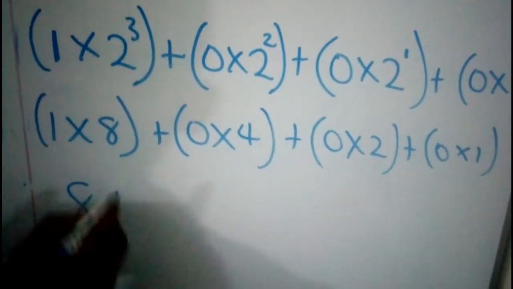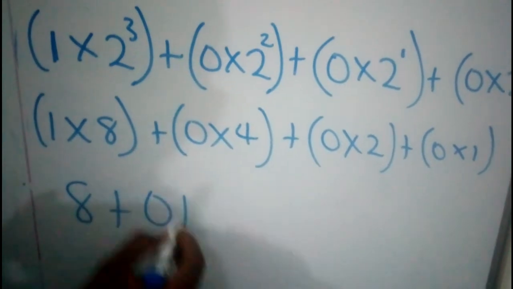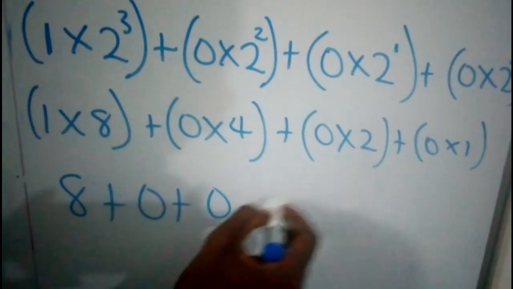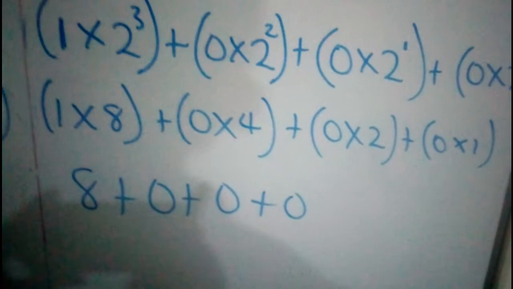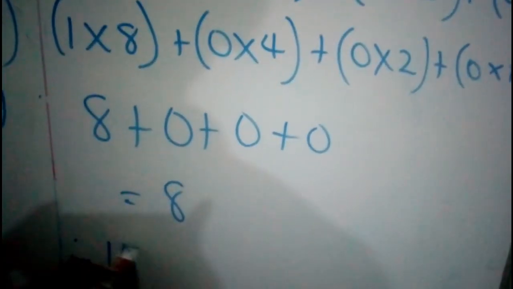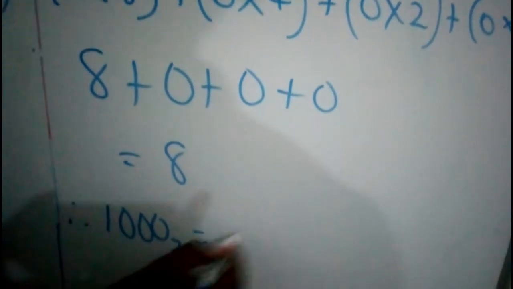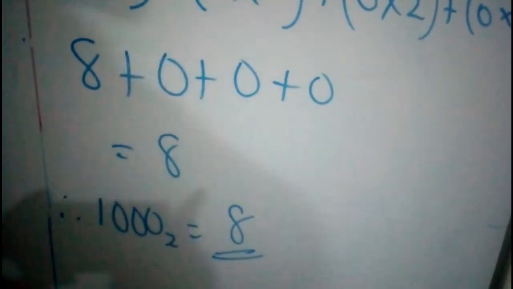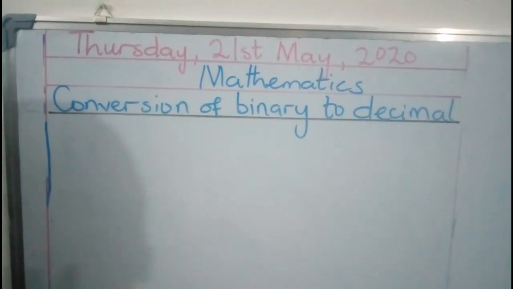So let's solve out the bracket. 1 times 8, 8. 0 times 4 is 0. 0 times 2 is 0. And 0 times 1 is what? 0. So 8 plus 0 gives you what? 8. So what do you say? Therefore, 1000 base 2 gives you what? Number 8.